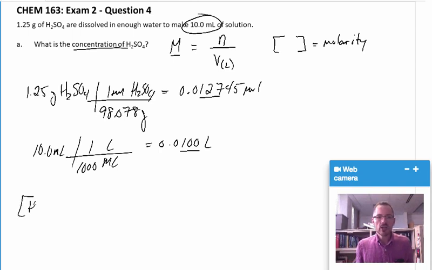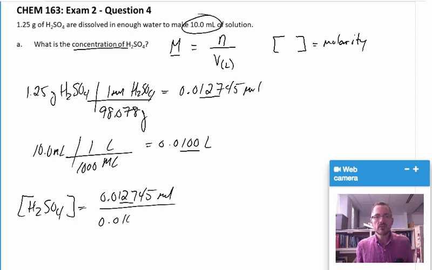So our concentration of H2SO4 will be 0.012745 moles, again to 3 sig figs, divided by 0.0100 liters, and I will get a value of 1.2745 molar to 3 sig figs. So my answer here is going to be 1.27 molar.